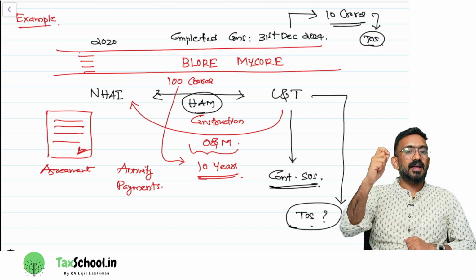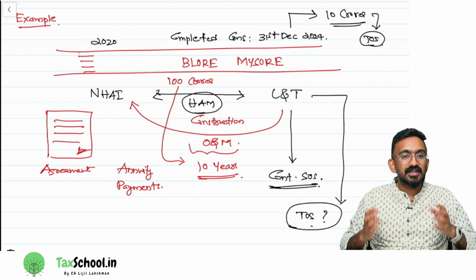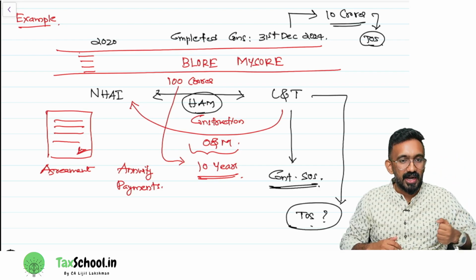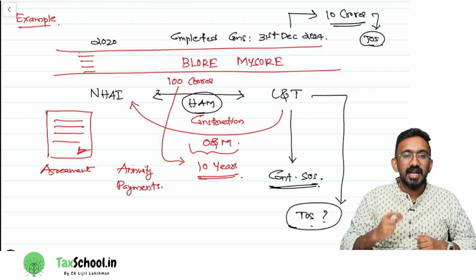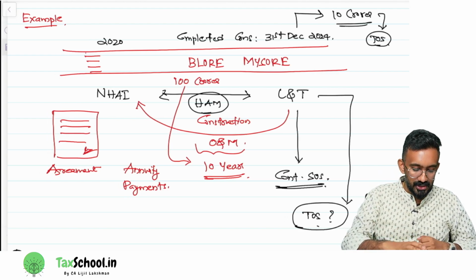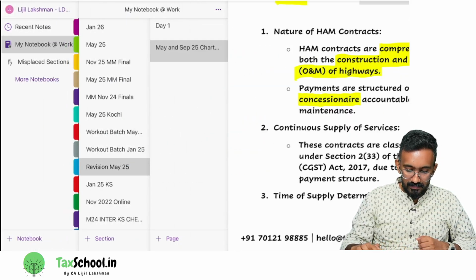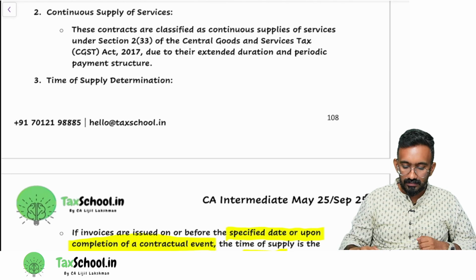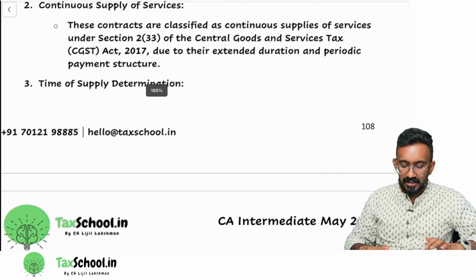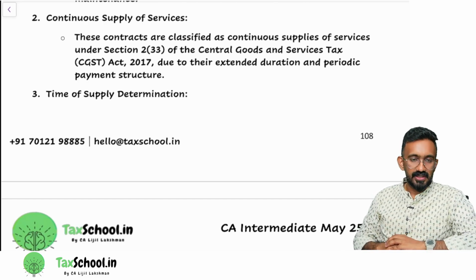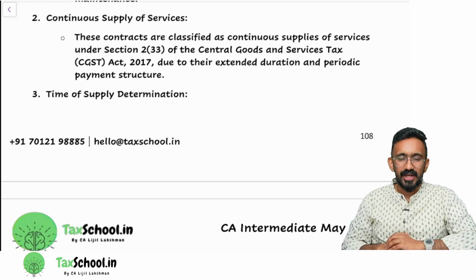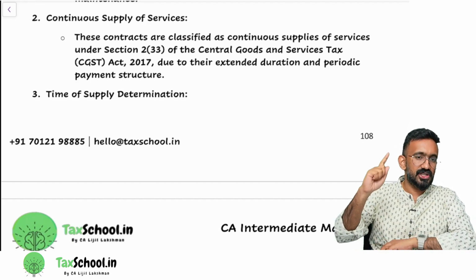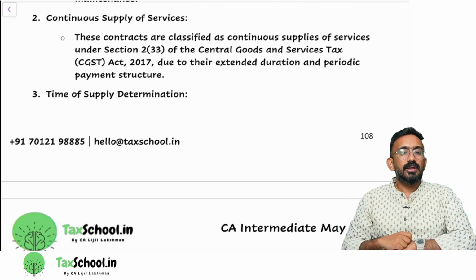So the first clarification they gave is that when L&T is providing a hybrid annuity model contract of operation, maintenance and construction, it is called what supply of service? Continuous supply of service. Clarification number 1. They said these contracts are classified as continuous supply of service under section 2(33) due to their extended duration and periodic payment structure. Clarification number 1. A hybrid annuity model contract for construction, operation, maintenance is a continuous supply of service.